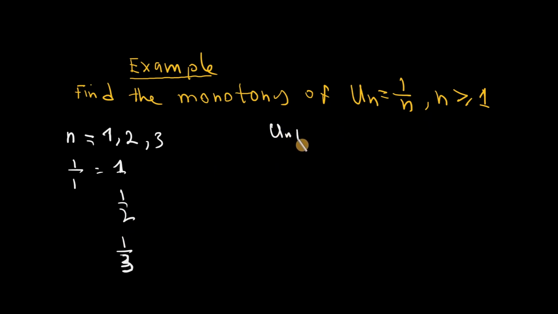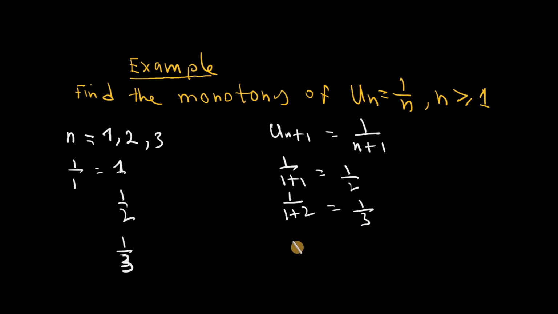UN plus 1 is equal to 1 over n plus 1. When n is 1, UN plus 1 is 1 over 1 plus 1, which is equal to 1 over 2. When n is 2, UN plus 1 is 1 over 2 plus 1, which is equal to 1 over 3. When n is 3, UN plus 1 is 1 over 3 plus 1, which is equal to 1 over 4.